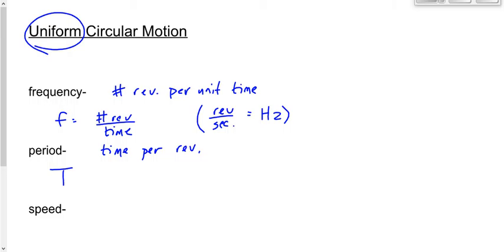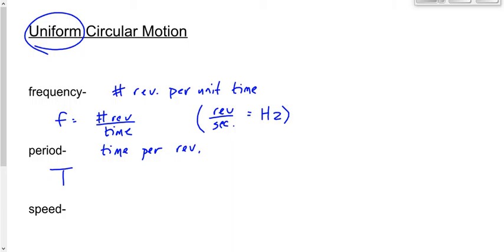Lowercase t represents time, any time, including the time for 1 revolution. But we want to be specific here. Okay, the symbol that we're going to use specifically for the period is capital T. That's always the time for 1 complete revolution.